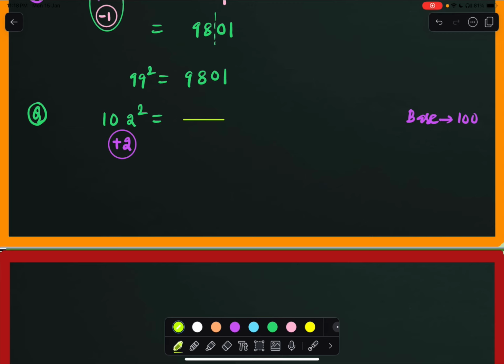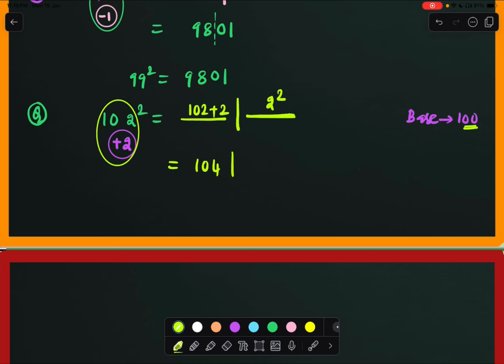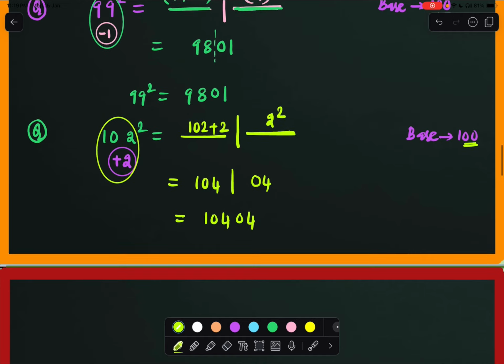So the square of this particular number contains two parts: the leftmost part and the rightmost part. The rightmost part is the square of the surplus value here, or the deficiency value. So how to get the leftmost part of the number? To the number, add that surplus value. So 102 plus 2 I will write here. But make sure how many digits your rightmost part contains. The base contains two zeros, so we need to write two digits only here. We can't write more, we can't write less. Here we'll get 104, and 4 we need to write as a 2-digit number, so 04 I will write. And totally its value is 10404, the square of this particular number.